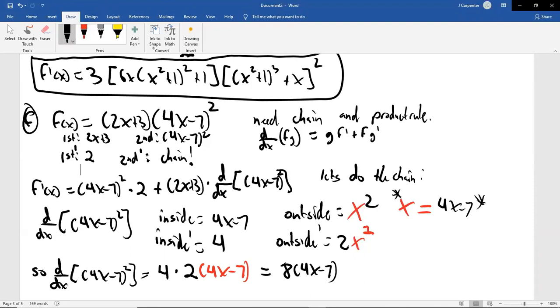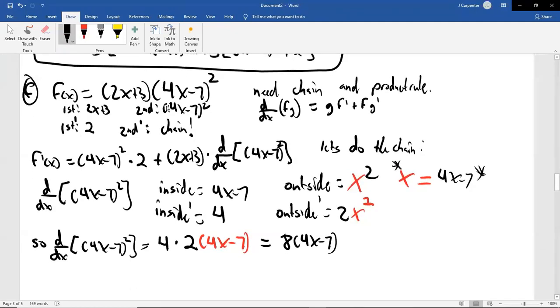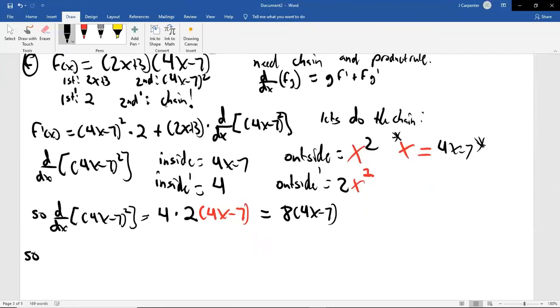Now, as you do these more and more, you may get to the point where you don't need to write what the inside and the outside are. You get more of a flow with this. You just kind of learn to take the exponent, drop it in front, leave the inside alone, and decrease the exponent of the inside by 1. Something like that. So finally, f prime of x. This 8 times 4x minus 7 is this thing right here. Now we're able to finally have the derivative completed.